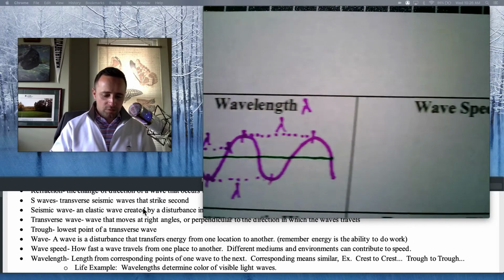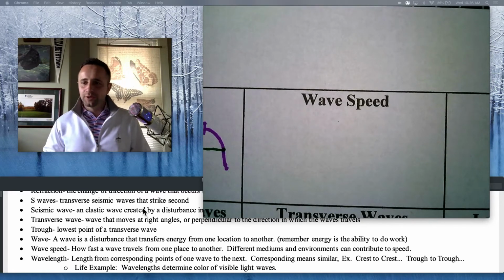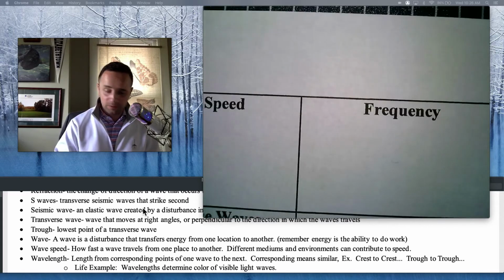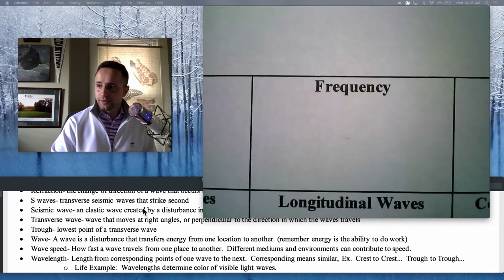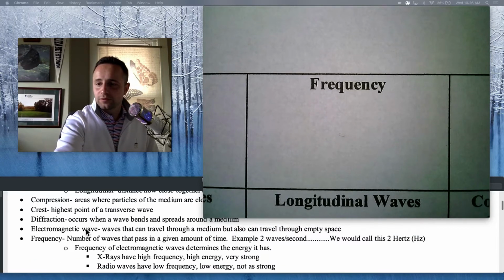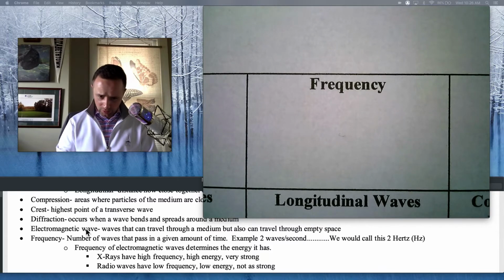Now, the next one, it says wave speed. But the problem is you don't even know what frequency is yet. So wave speed, you need frequency to determine. So I'm just going to go straight to frequency. Frequency, you scroll, it is the number of waves that pass in a given amount of time. Example, 2 waves a second.